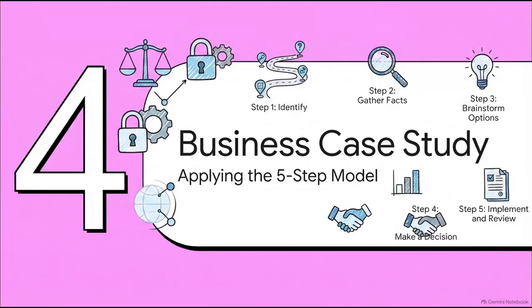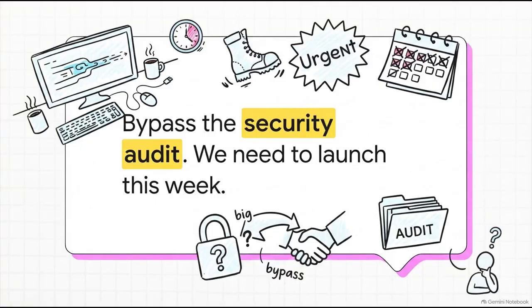Section 4, Business Case Study, where we'll be applying that 5-step model. Let's put this into practice with a high-stakes real-world scenario. Imagine you're an IT intern at a fast-moving fintech startup. The project is lagging behind schedule, and management marches right up to your desk and drops this on you. Bypass the security audit. We need to launch this week. Now, you know for a fact that the security testing isn't finished, and critical user data controls haven't even been checked. What on earth do you do?